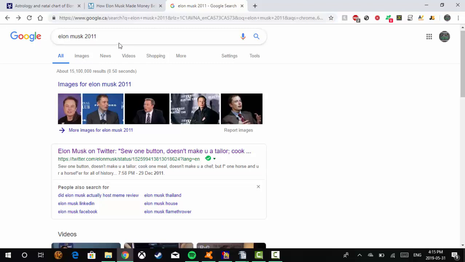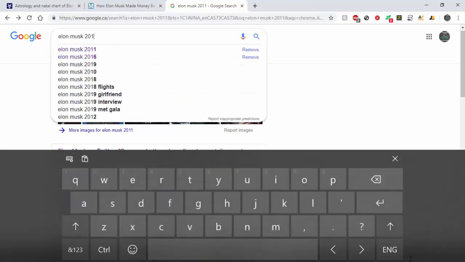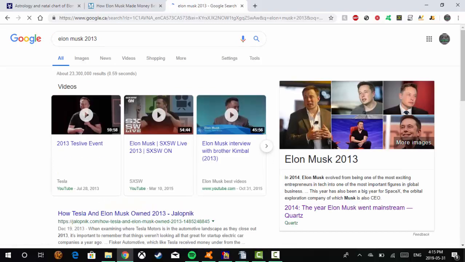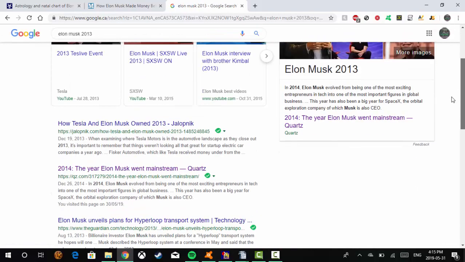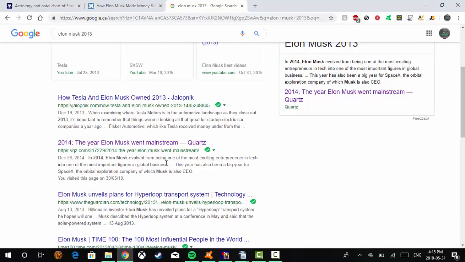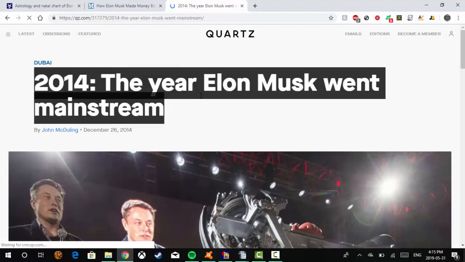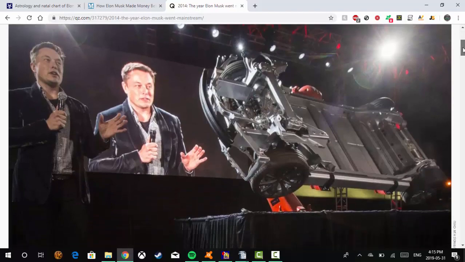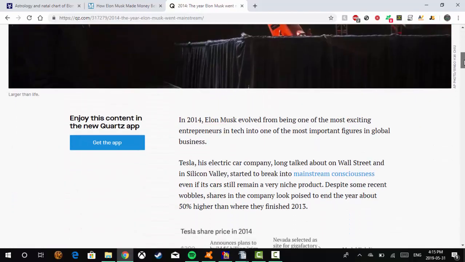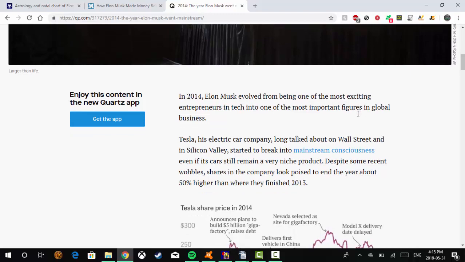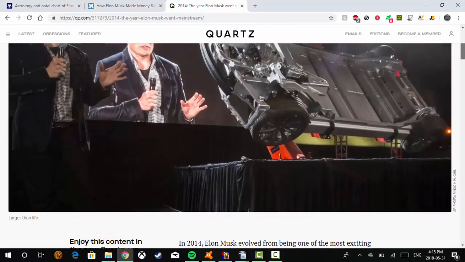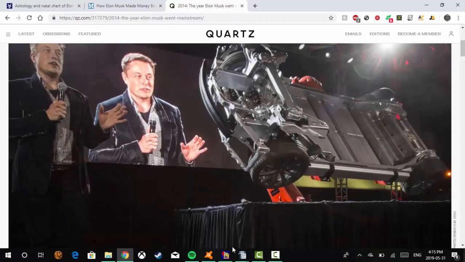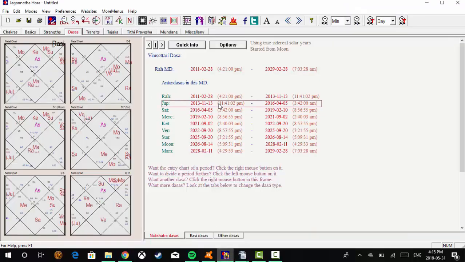So if we search up Elon Musk 2013, and it may be better to search 2014, but let's just take a look. It's 2014. So look at this headline right here, guys. 2014, the year Elon Musk went mainstream. Okay. So obviously, he's on stage there talking about his companies and what he plans to do with the world.